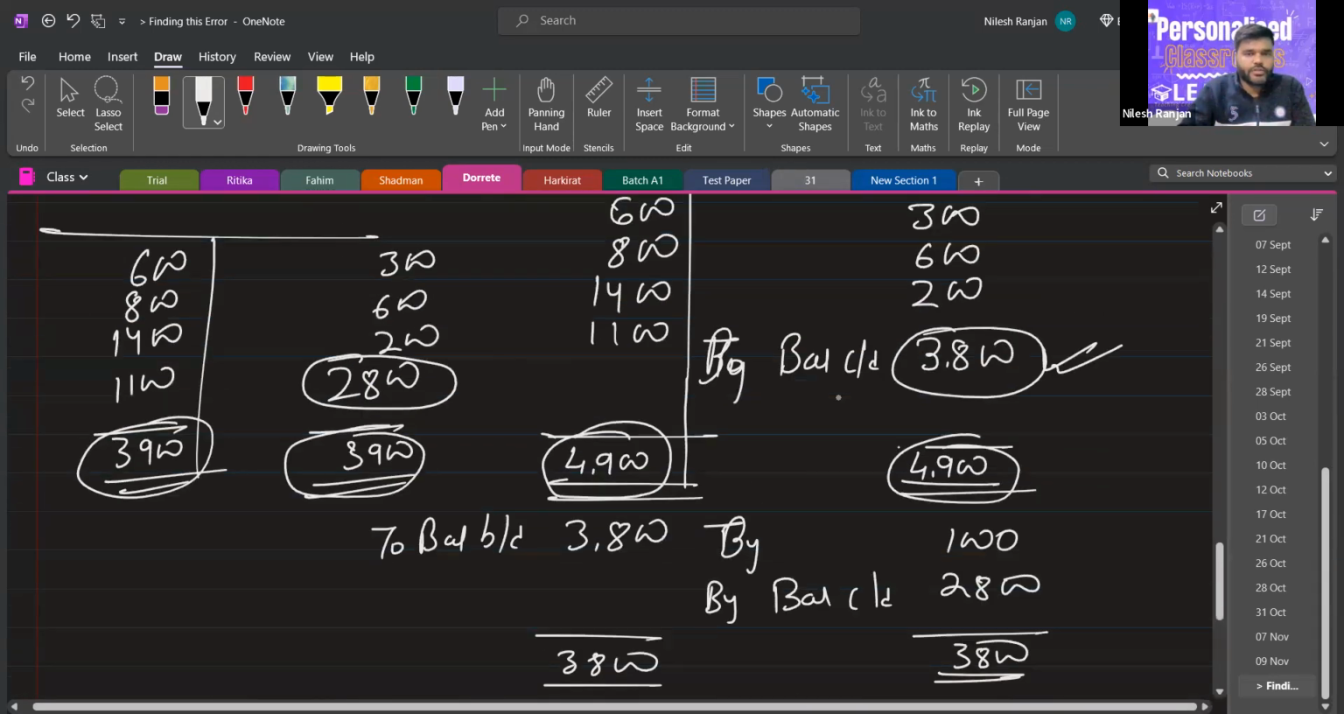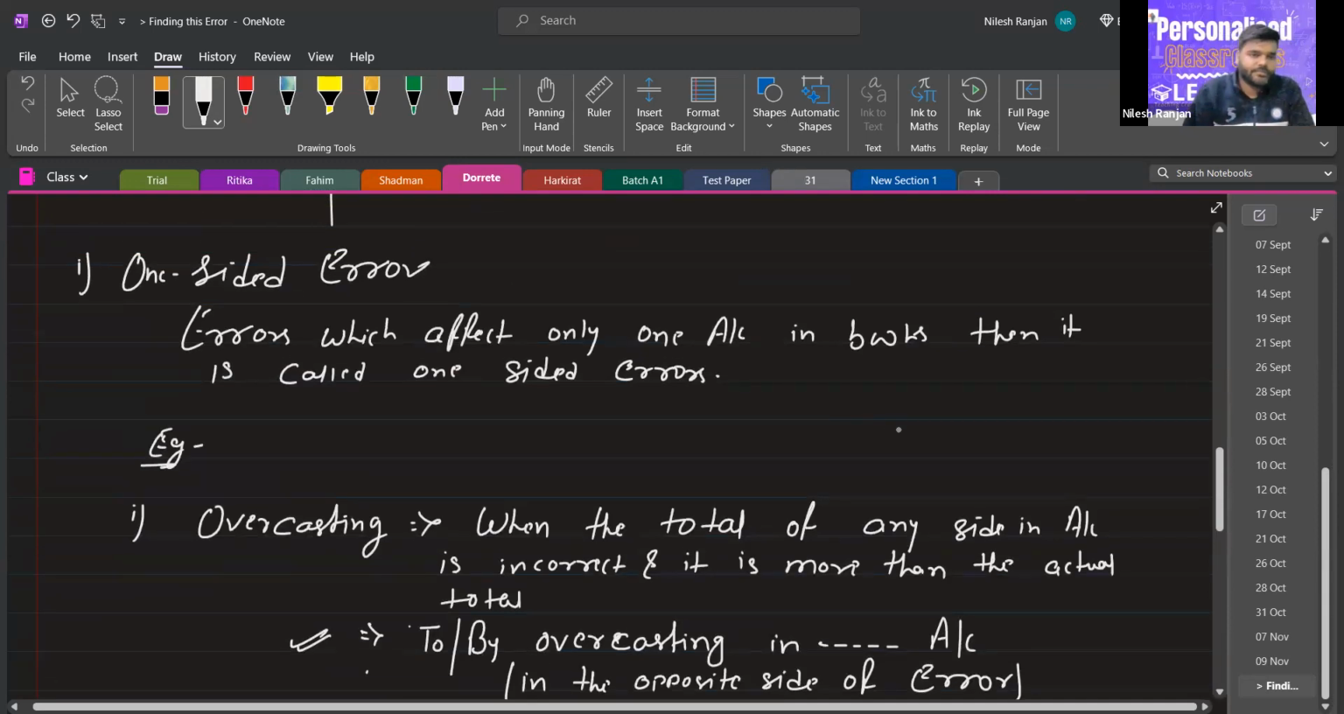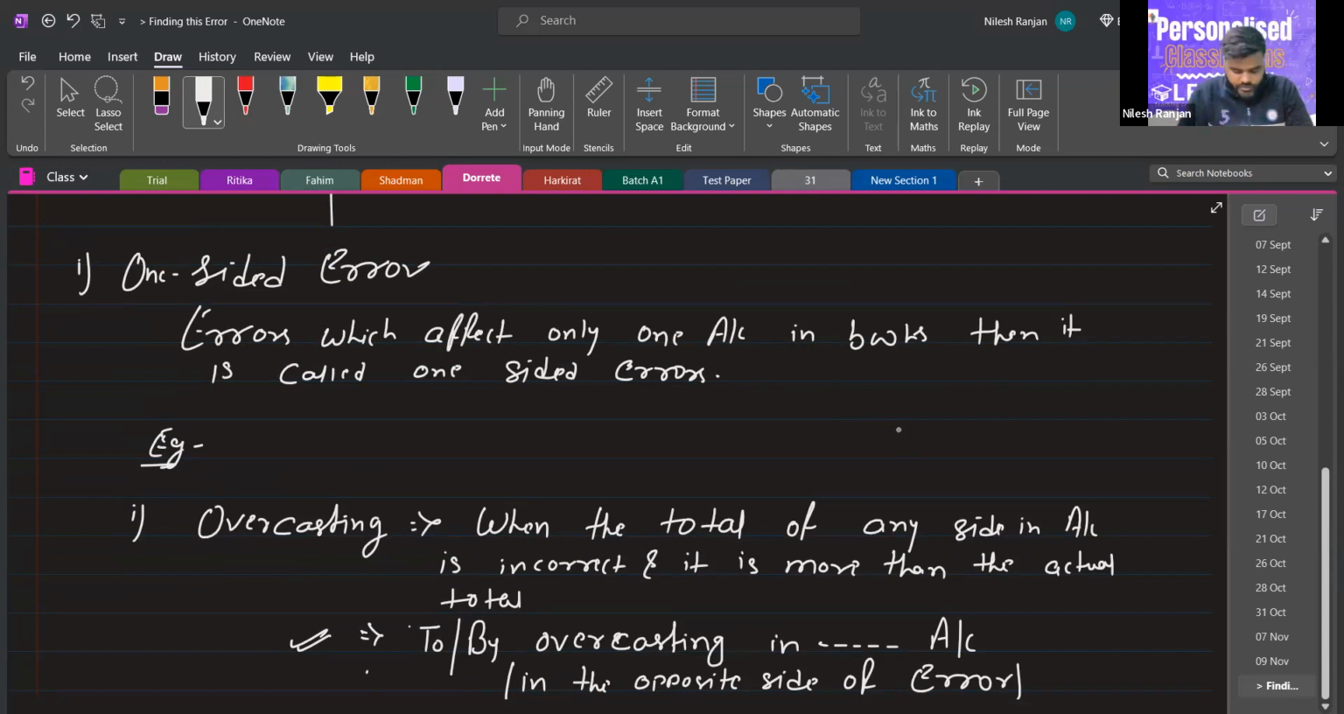Please write this: overcasting, one-sided error. You can take the screenshot also, but if you want to write, please write.